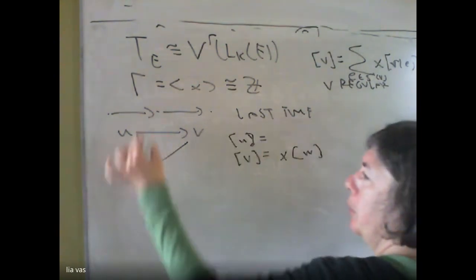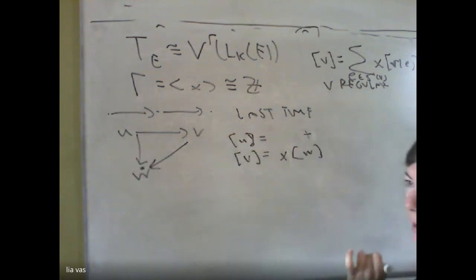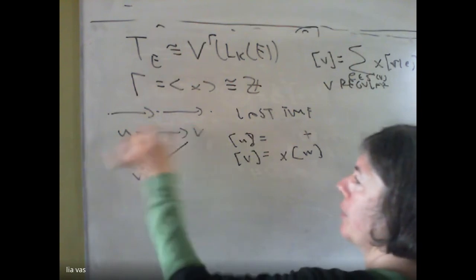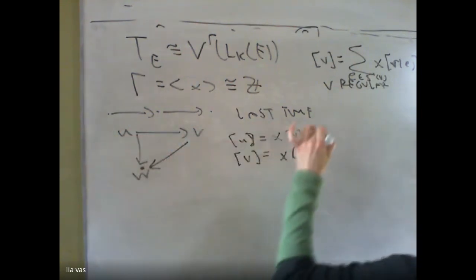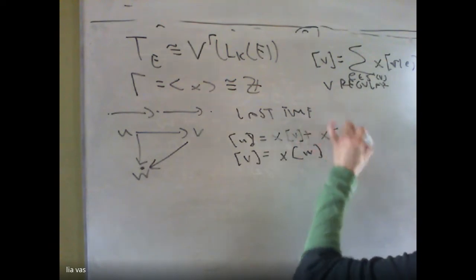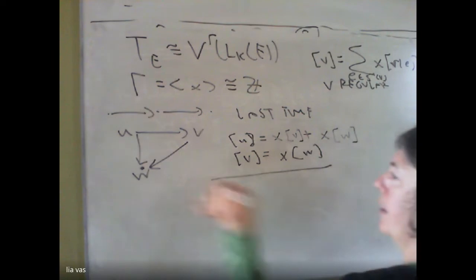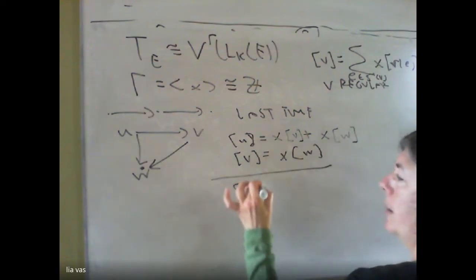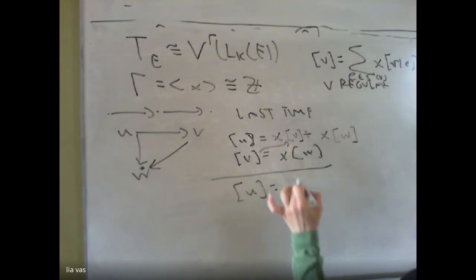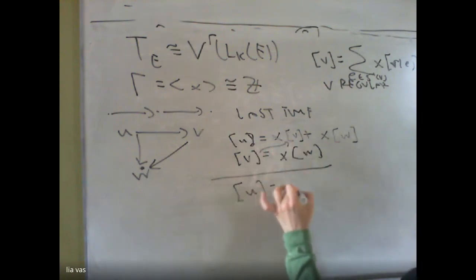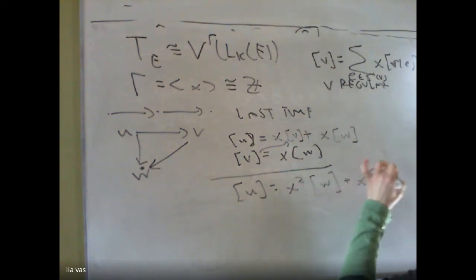But U emits two edges, right? So there are going to be two terms here. One edge goes to V, and the other edge goes to W. So these are your relations, and if you combine them, if you substitute what V is in here, then you will have that U is equal to x squared W plus xW.